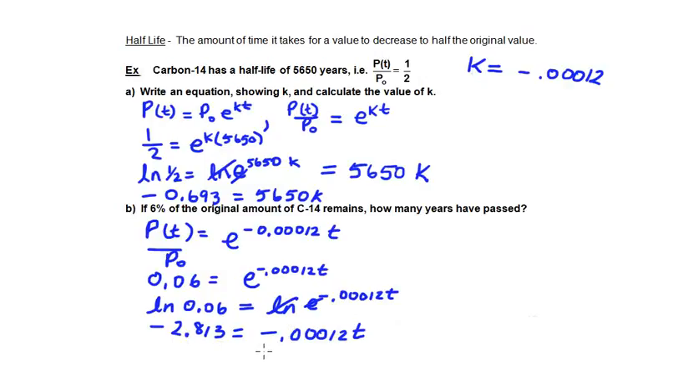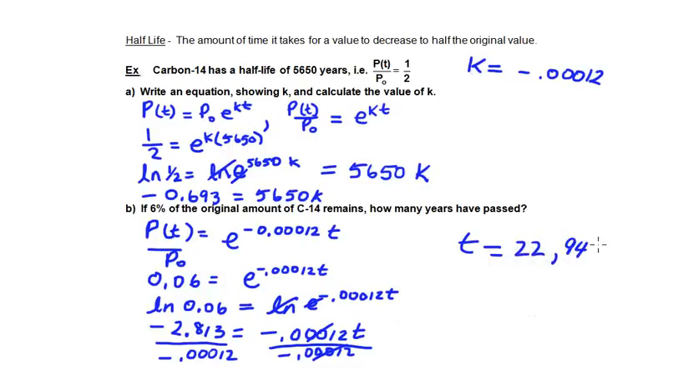And finally, we can solve for t by dividing by the coefficient. And isolating the t, we can cancel out these factors. And this number on the left actually ends up being a much larger number because we are dividing by such a small number. And using the calculator, we get that t is equal to 22,948, but I'm going to round this off to 3 significant figures because our original value of half-life, 5,650, had only 3 significant figures, and this number is in years.